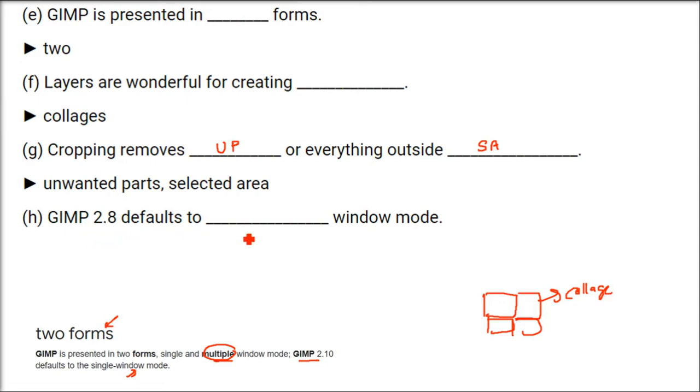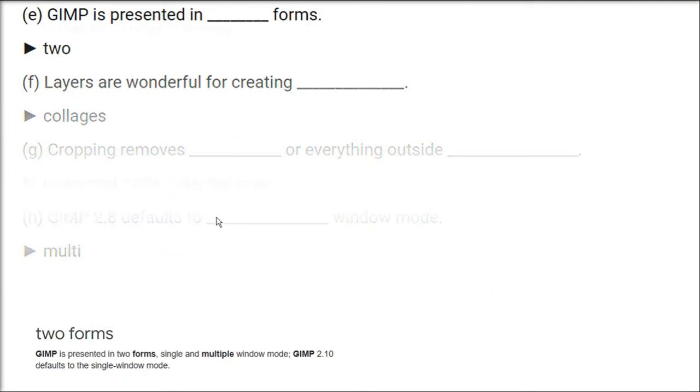These are the answers. GIMP 2.8 defaults to multi-window mode. I told you that there are 2 forms. So this GIMP 2.8 defaults to multiple window mode. Multi or multiple you can write. This is the answer.